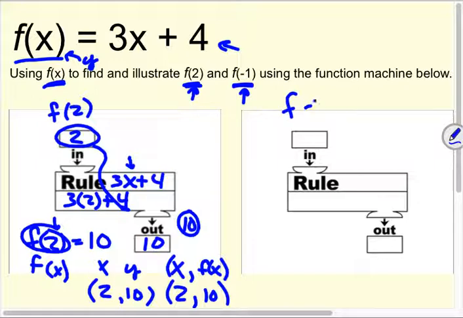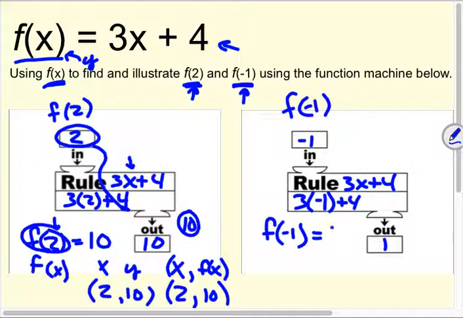Let's find f of negative 1. That means we're going to plug negative 1 into our rule, which is 3x plus 4. So it's going to be 3 times negative 1 plus 4. Well, that's negative 3 plus 4. Your output is 1. So you could say, hey, my answer is 1. Or you could rewrite it like this. You could say, when I plug in negative 1, f of negative 1 equals 1. Or you could write it as an ordered pair. I plugged in negative 1, and my output was positive 1. So like an x, y or an x, f of x ordered pair.